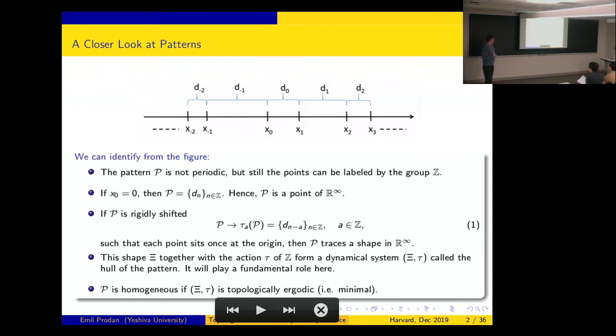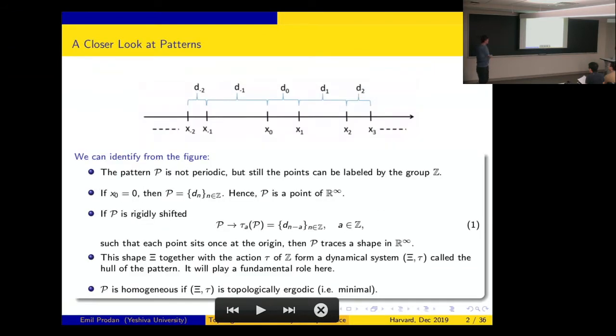And the success of any program in pattern analysis is the computation of this hull, which can be as complicated as you want. And here is a mathematical definition of what it means for a system or a pattern to be homogeneous. It means that this dynamical system made out of the hull and the dynamical action of the group Z is in fact topologically ergodic. So in physics we hear this terminology, but it's very vague, yet remember that there is a very precise mathematical definition for what it means for a pattern to be homogeneous.